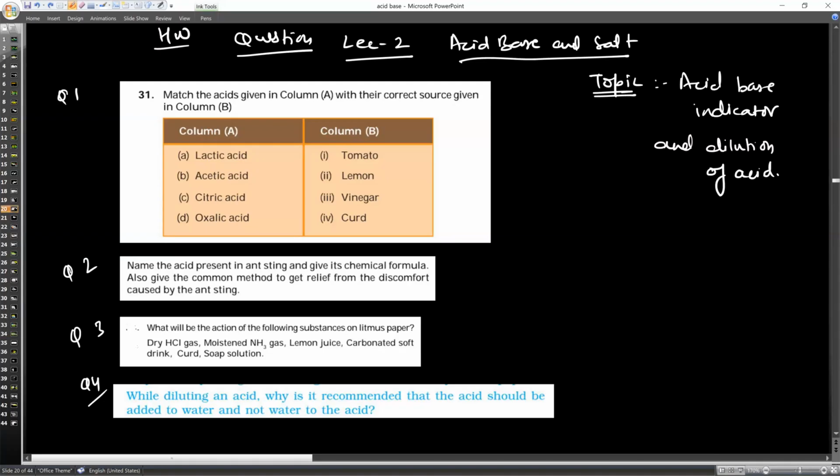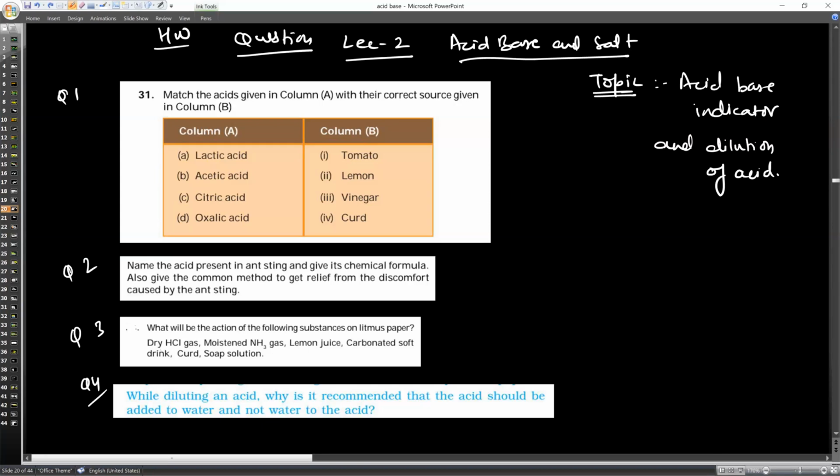Why? Because there is no H plus ion concentration. H plus ions are responsible for the acidic property, no? And H plus ions are produced in water. So it is saying dry. So on dry litmus paper, dry HCl gas will have no effect.